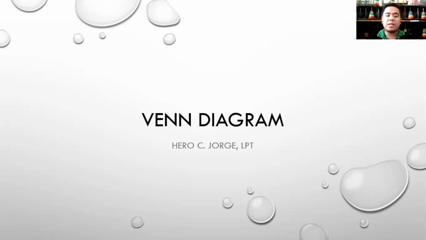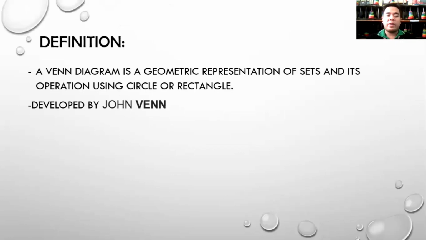So this is very helpful so that most of you will get acquainted with what sets are all about, and how to analyze problems involving sets. So that is when we use the Venn diagram. By the definition itself, a Venn diagram is a geometric representation of sets and its operation using circle or rectangle.